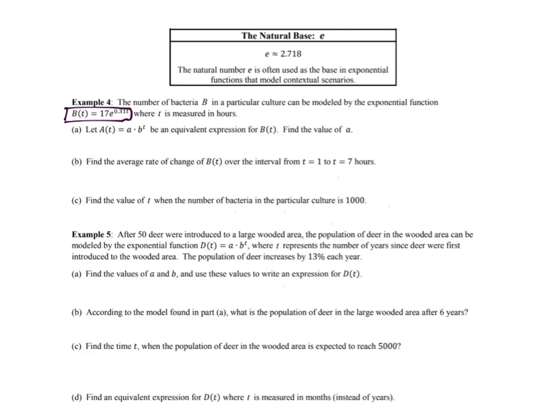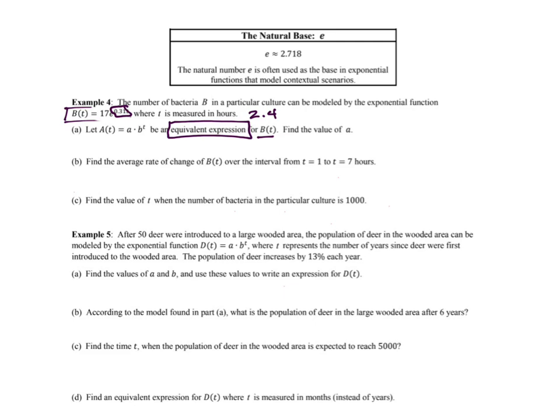It says let A of t equal a times b to the t. This is an equivalent expression for B of t. Anytime I see this equivalent expression business, you saw this on your homework, this brings back the idea that we had when we were doing lesson 2.4. It's wanting us to realize what's happening with these powers and be able to rewrite the expression in a different form. So right now in the powers up here, we have e to the 0.31 times t. They're multiplying those exponents.